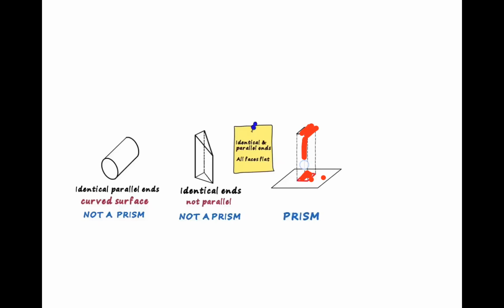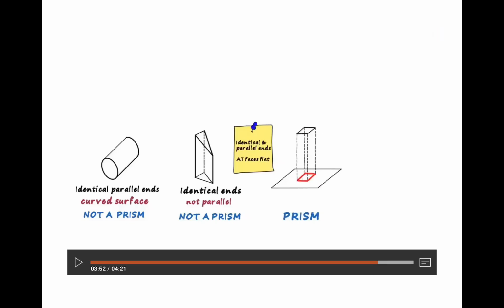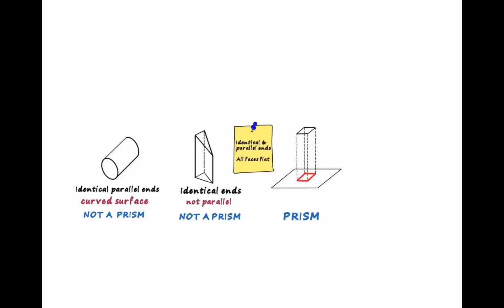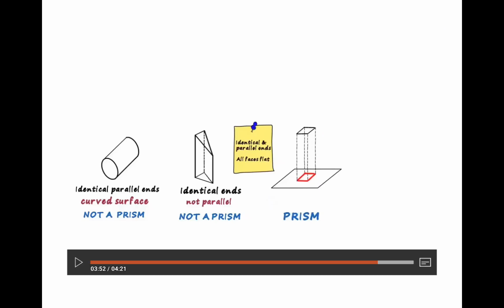They are identical, and other surfaces are flat. So of course it is 3D. They are identical and parallel, right? Roof and top are identical and parallel, and other surfaces are flat. So this should be considered a prism.